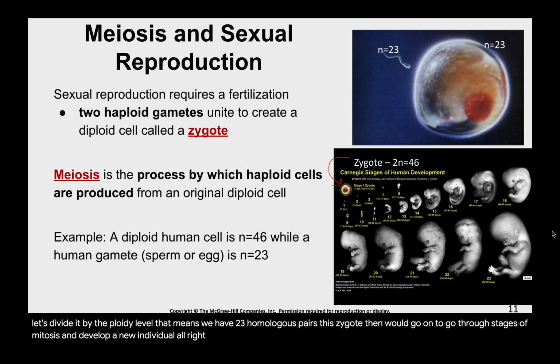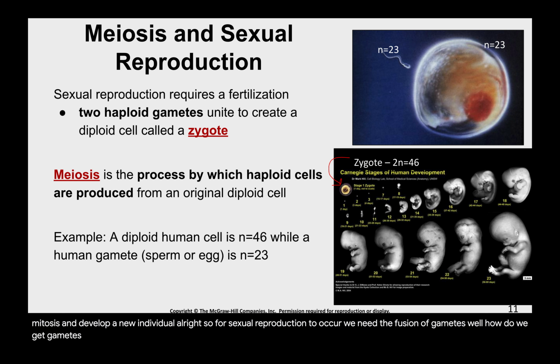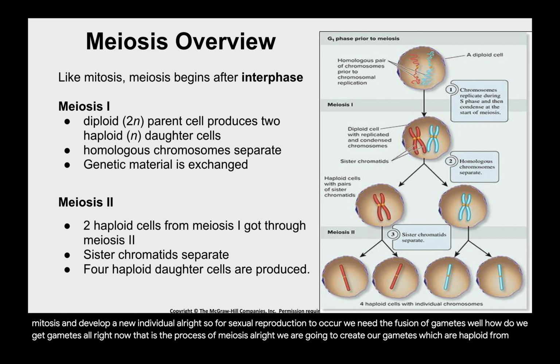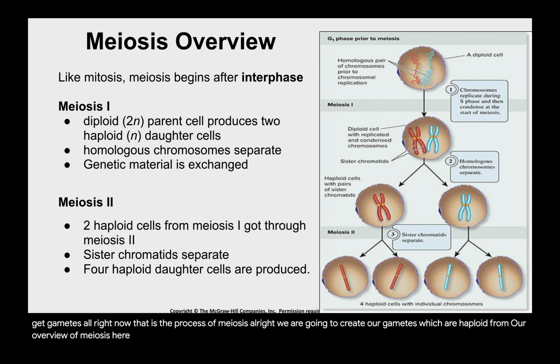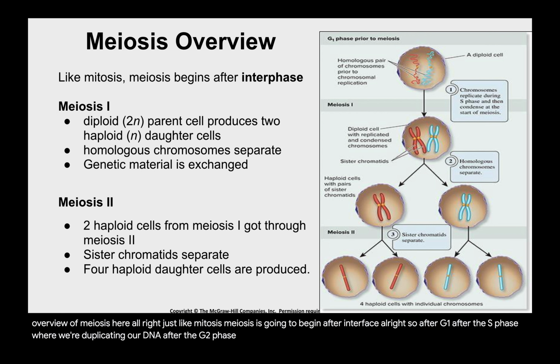All right, so for sexual reproduction to occur, we need the fusion of gametes. Well, how do we get gametes? Now that is the process of meiosis. We are going to create our gametes, which are haploid, from an original diploid cell. So, a broad overview of meiosis here. Just like mitosis, meiosis is going to begin after interphase. So after G1, after the S phase where we're duplicating our DNA, after the G2 phase.